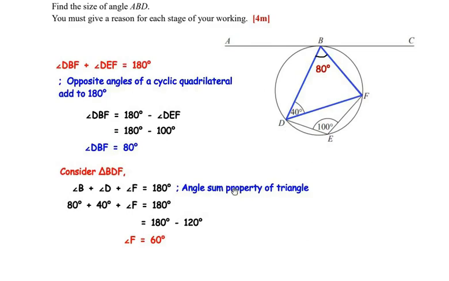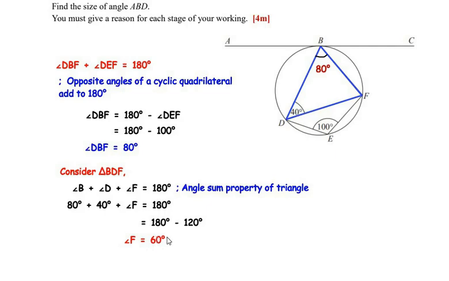So applying the angle sum property of triangle, angle B plus angle D plus angle F will be equal to 180 degrees. The value of angle B is 80, plus the value of angle D is 40, plus angle F will be equal to 180. Now 80 plus 40 gives us 120. And taking 120 on the other side of the equal to sign, we get angle F as 180 minus 120, or angle BFD as 60 degrees.